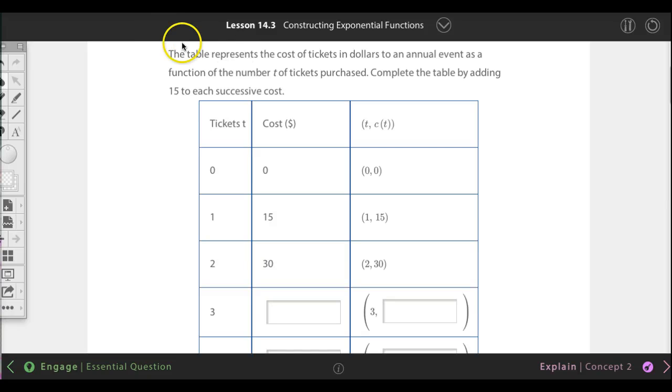It says the table represents the cost of tickets in dollars to an annual event as a function of the number T of tickets purchased. What that means is the tickets cost, I guess, $15 for one, right? And so if you buy 2 tickets, it's going to be $30. It says complete the table by adding 15 to each successive cost. It's already telling you that you're not multiplying, you're adding 15. So what you're trying to do is create a table, which is an arithmetic sequence, okay?